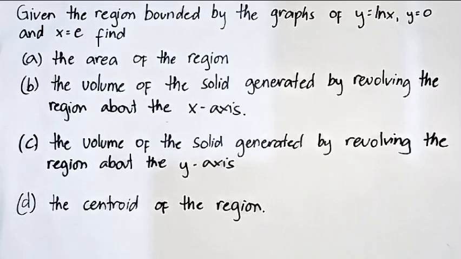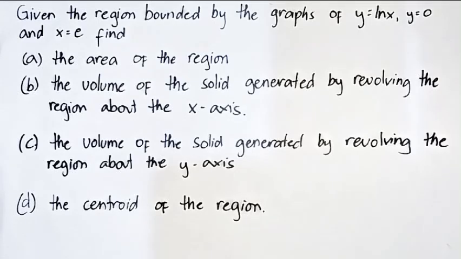Now let's start with our first problem. We have here, given the region bounded by the graphs of y is equal to ln x, y is equal to 0, and x is equal to e. Find A, the area of the region, B, the volume of the solid generated by revolving the region about the x-axis, C, the volume of the solid generated by revolving the region about the y-axis, D, the centroid of the region. As you can observe, our first problem involves finding the area, the volume, and the centroid.